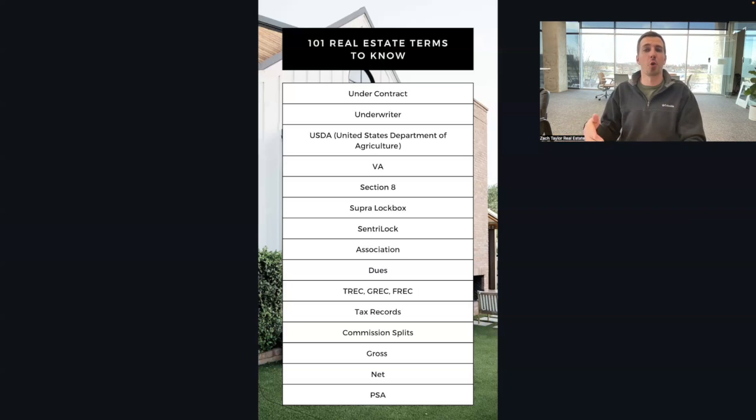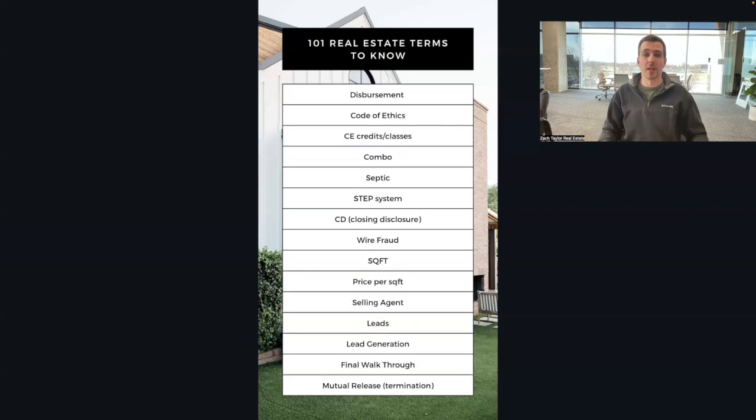PSA, that's short for purchase and sale agreement. This is the main contract that everybody has signed off on, the seller and the buyer, the PSA. Disbursement. So this is when the title company decides to release the funds. The seller's set to make $50,000 on closing day. Title has all the paperwork. They are ready to disburse that $50,000 to the seller.